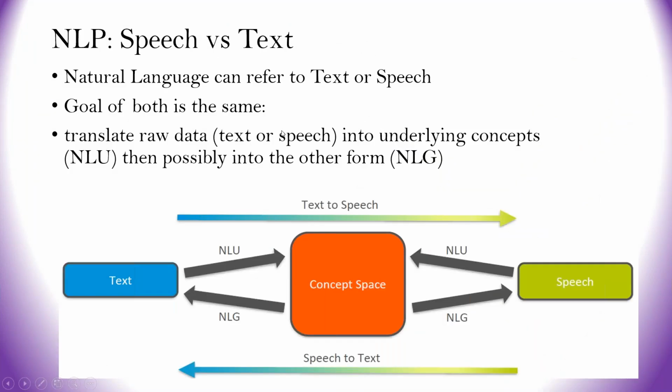In natural language processing, both speech and text can be applied, because it is not only the written component; it can also process voice information. So natural language can refer to both text as well as speech. The goal of processing is the same for both NLU as well as NLG.